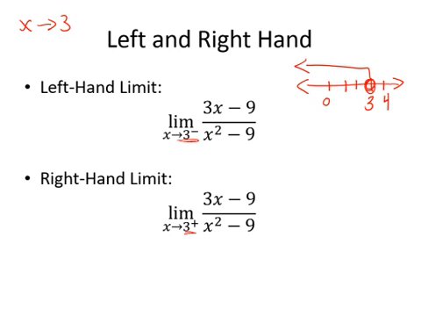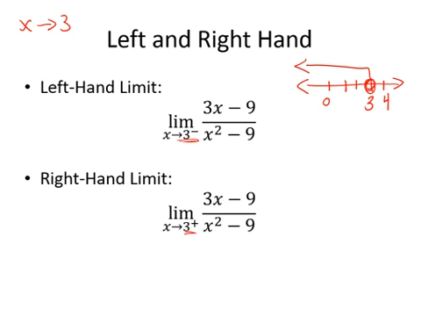Left and right-hand limits will always have answers, and you just have to find it. So look at this one with our left and right-hand limit. If we plug in 3, you see we get 0 and 0. 0 over 0. We do it for both the top and the bottom.